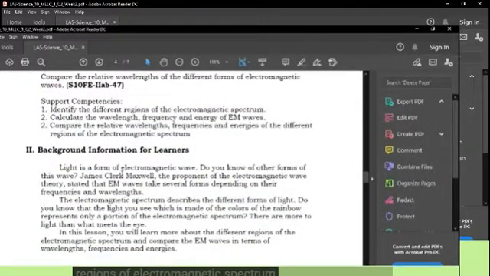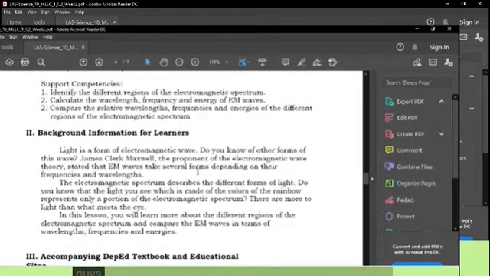For the background information for you guys, light is a form of electromagnetic wave. Do you know of other forms of this wave? So we have James Clerk Maxwell. He is the proponent of the electromagnetic wave theory, and he stated that EM waves take several forms depending on their frequencies and wavelengths. The electromagnetic spectrum describes the different forms of light.